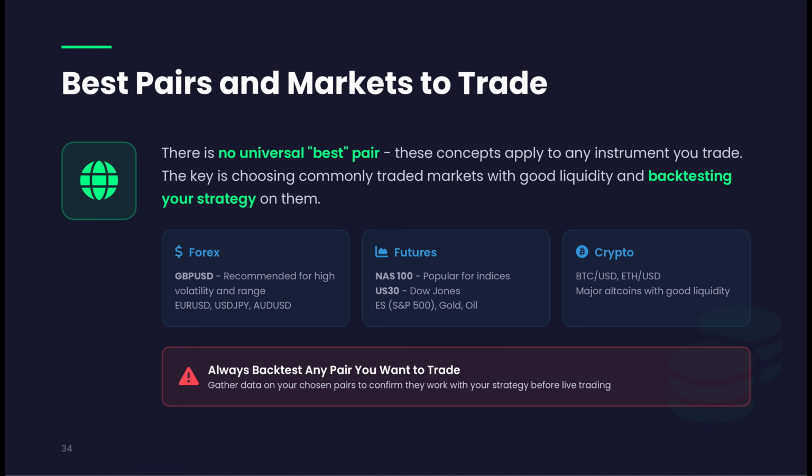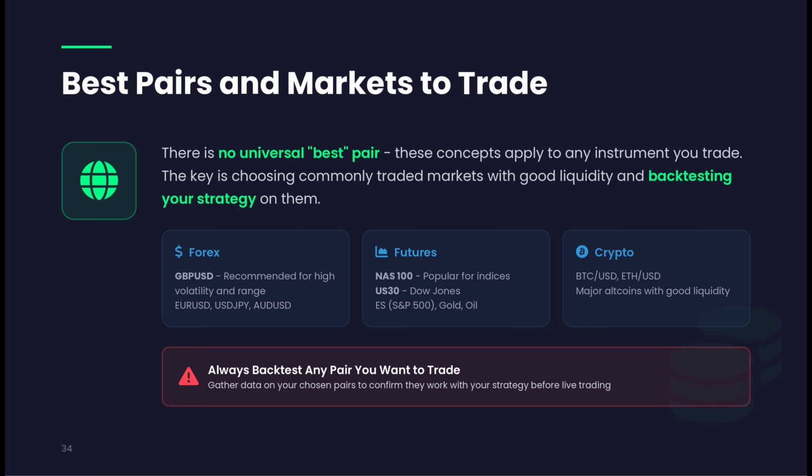However, crypto markets can be extraordinarily volatile. They trade 24/7, which can be exhausting, and they're more susceptible to sudden news-driven moves. If you choose to trade crypto, risk management becomes even more critical.